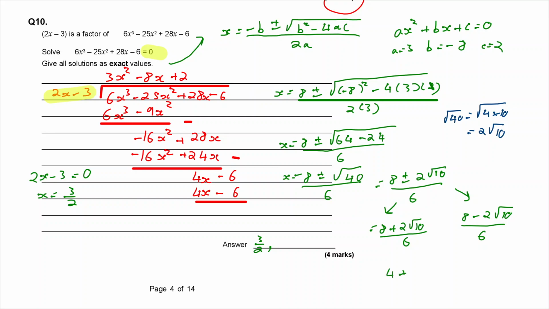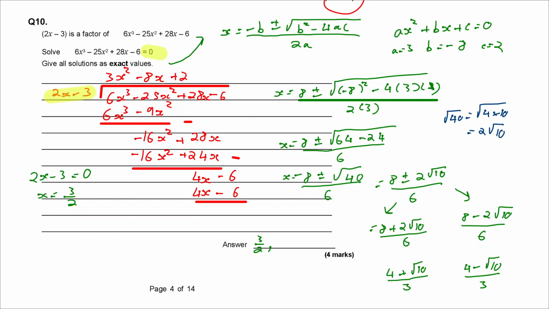plus root 10 over, and 6 divided by 2 gives me 3, and I've got this one, 4 minus root 10, if I divide everything by 2, over 3. Looking at the mark scheme, that is absolutely correct.